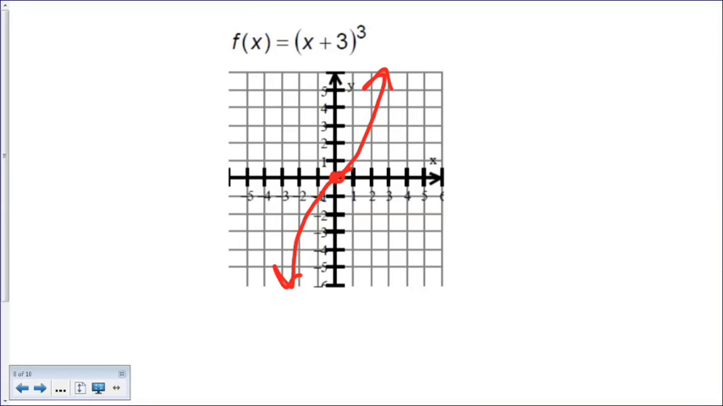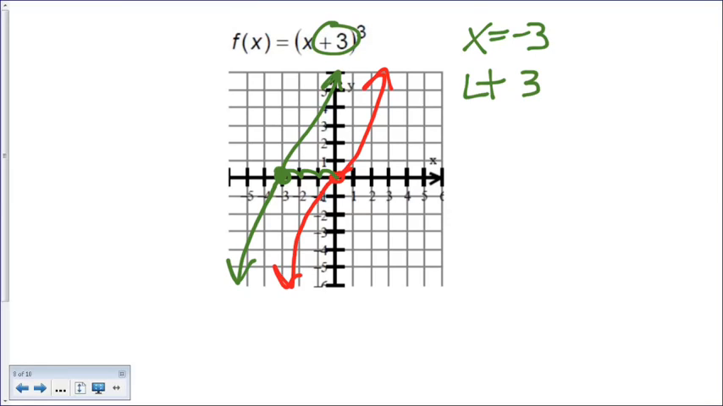And then the plus 3 with x tells me that x equals negative 3, which means that's going to be a left 3 shift. So my graph is going to move over 1, 2, 3 units this way, but everything else about the graph is the exact same. The only thing that's different is where the graph starts. So everything else is the same. It's still a cubic function. It's just I moved it over 3.